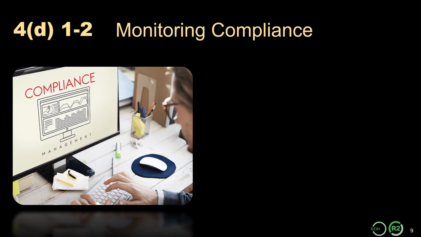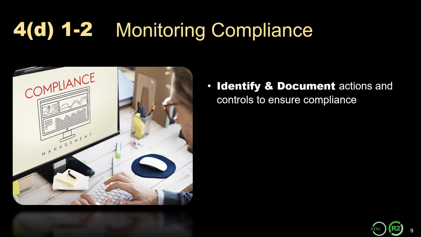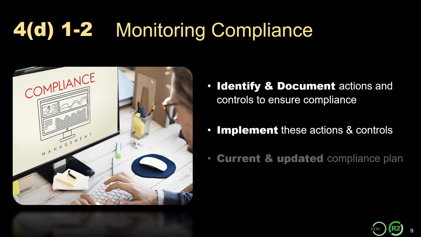An R2 facility must have processes in place to monitor its compliance, and ensure that all the requirements identified in its compliance plan are being met. To do this effectively requires a multi-step process. First, the facility must clearly identify the necessary actions and controls that are needed to comply with each of the identified requirements. Then, these compliance actions and control measures must be effectively implemented across all affected areas of the facility's operations. And the legal compliance plan must also be maintained current to address any new or revised requirements.